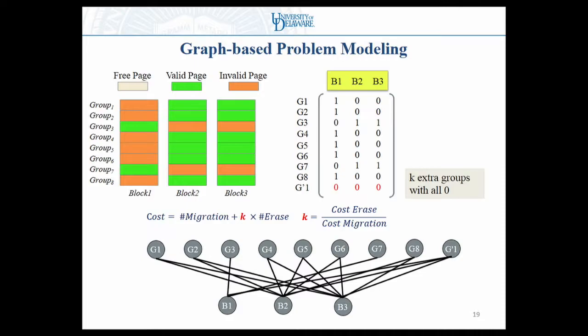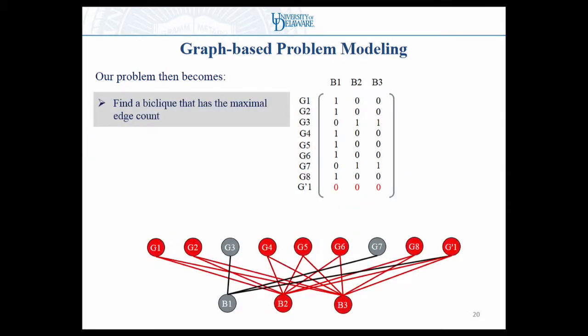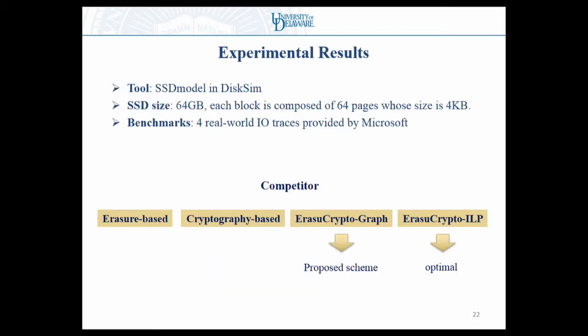Here, for the sake of simplification, I chose k equal to 1, but later in the results, I'm going to change this. So now, if you find the maximum edge biclique in this graph, the remaining nodes are the ones that we can choose for erasing or deleting, which is going to be the same as the ones that I showed you in the example. Hopefully this is a well-known problem, and although it is an NP-complete problem, there is a heuristic solution to it. Let's go to our results.